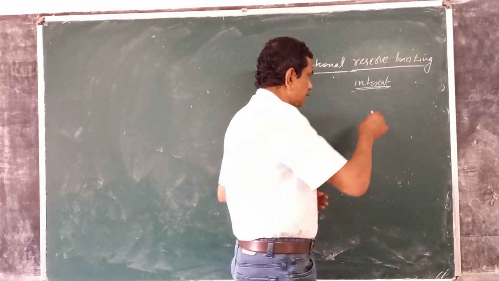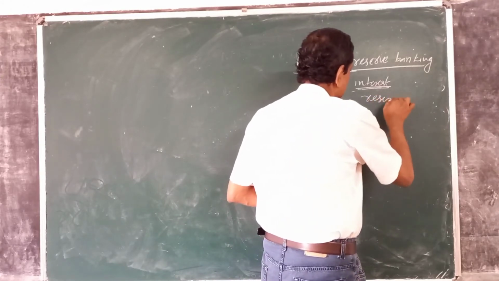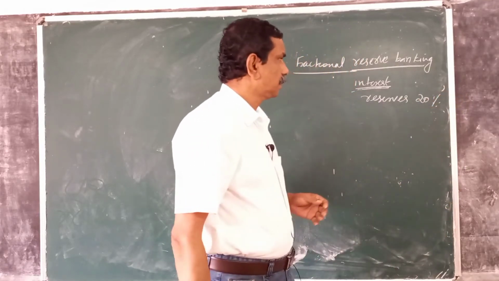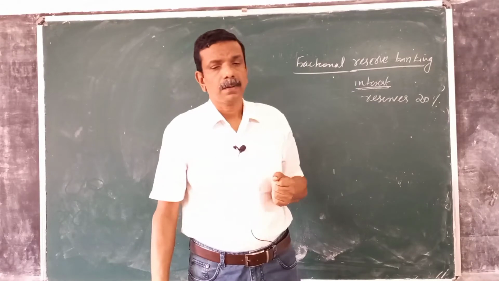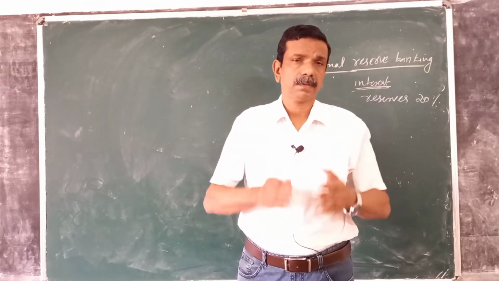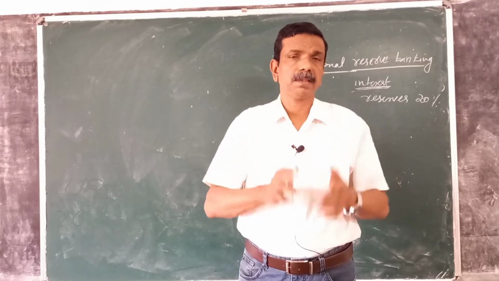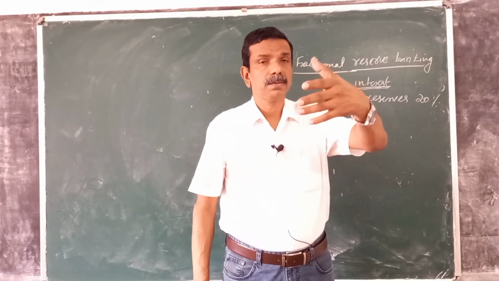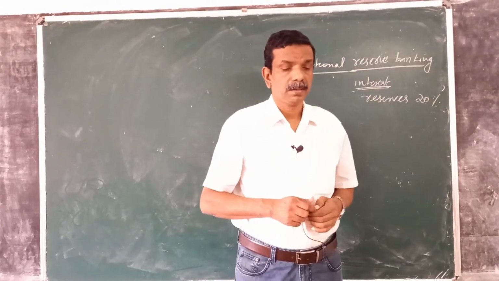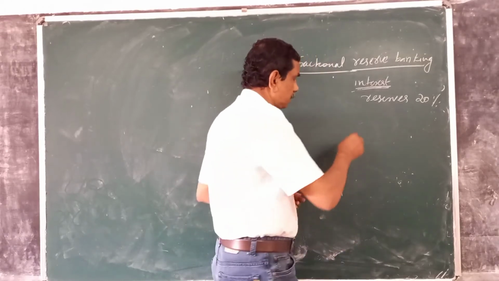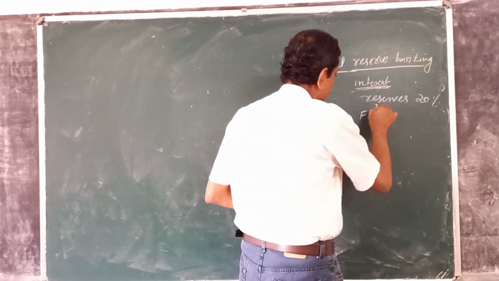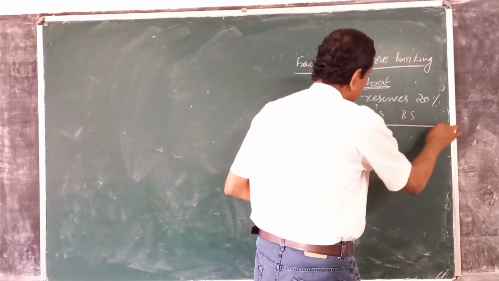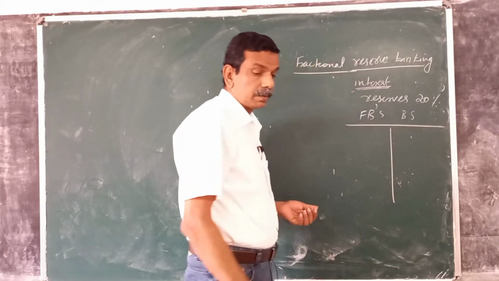Now suppose that reserves kept by the bank is 20% of the deposits. In the fractional reserve system, only a fraction of the deposit is kept in the form of reserves. After that, the remaining will be used to give loans to the public. So, let us write first bank's balance sheet then. Now, how it will be?